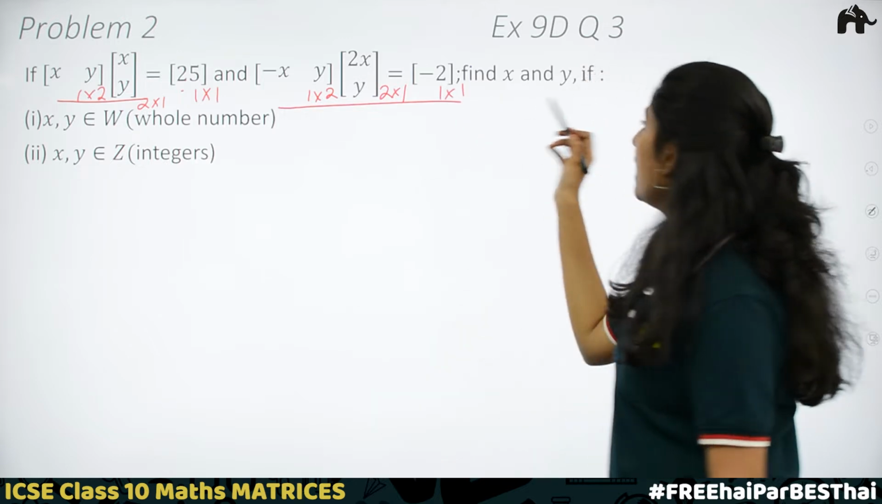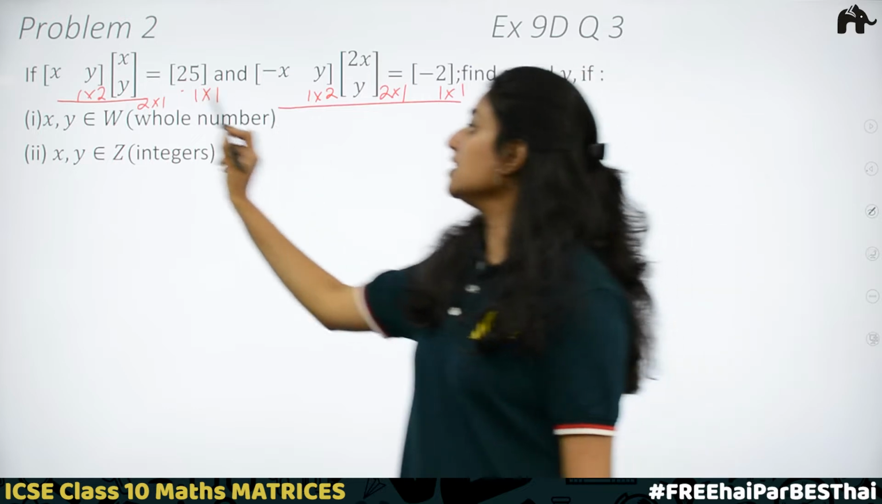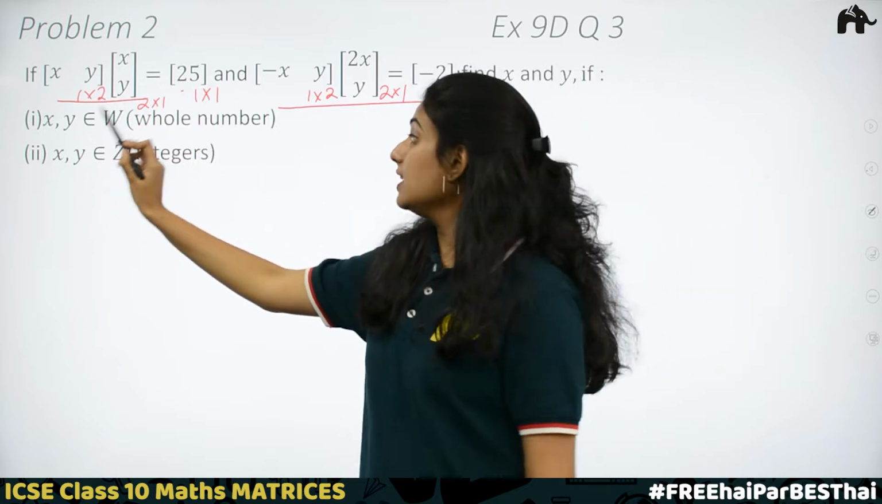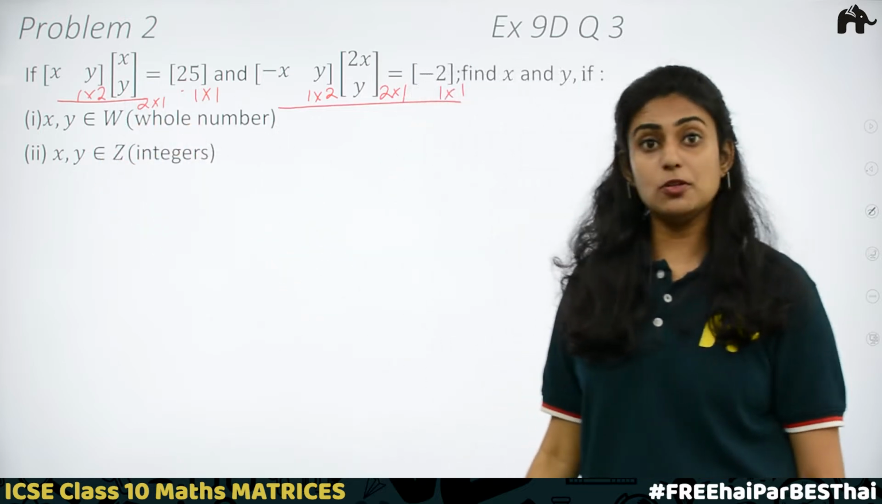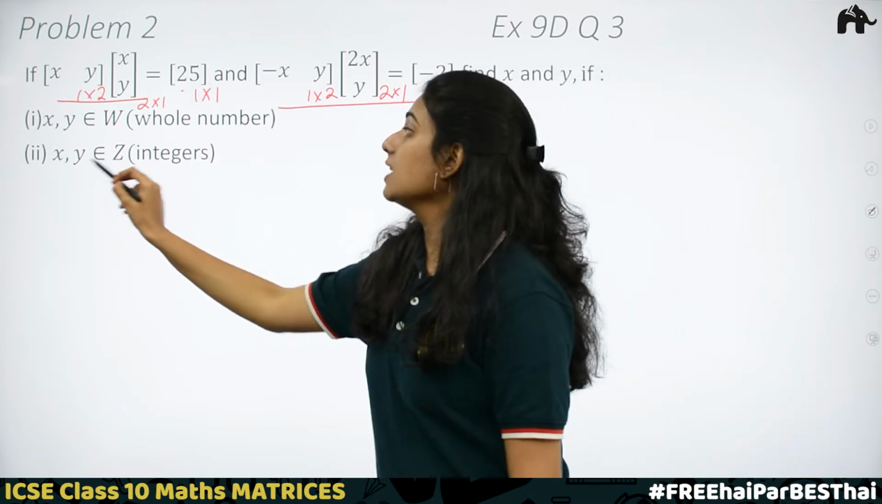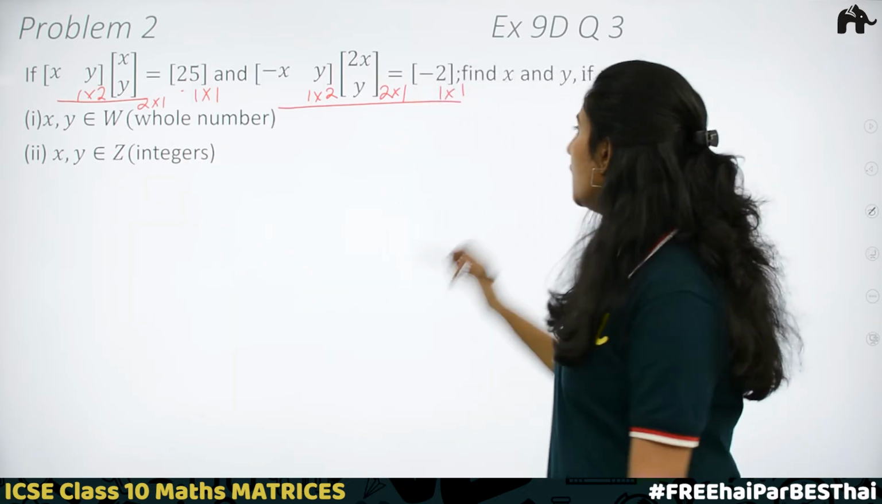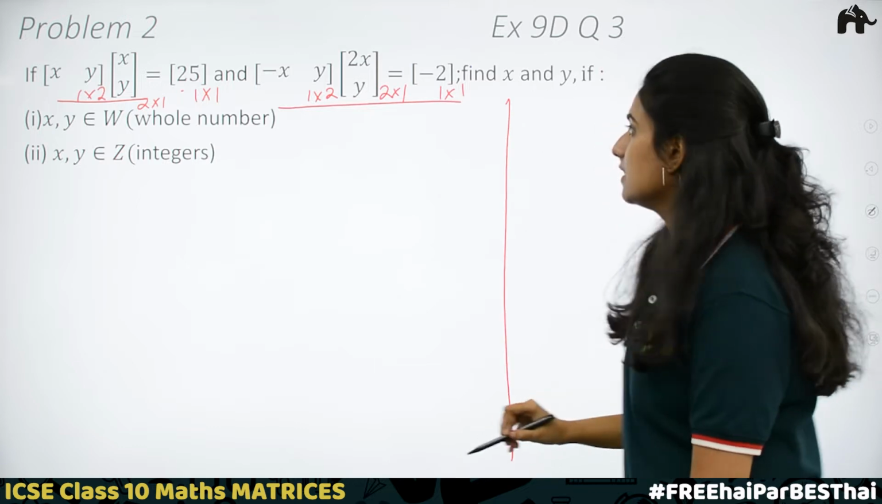Okay. We need to find x and y. There are two conditions. The first question is x, y belongs to W, whole numbers. Second, x, y belongs to integers. Okay, let's start.